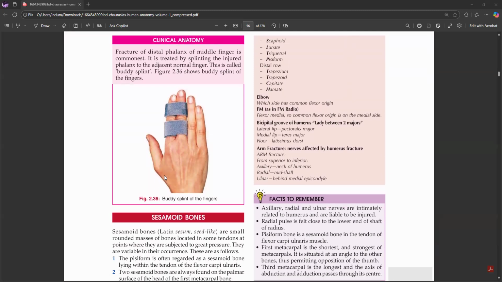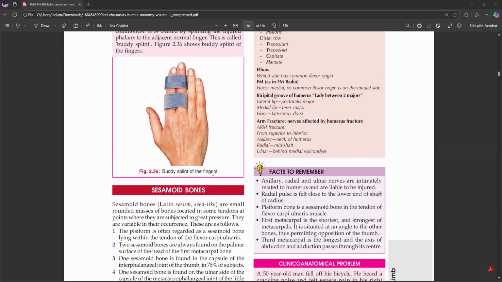Clinical anatomy. Fracture of distal phalanx of middle finger is commonest. It is treated by splinting the injured phalanx to the adjacent normal finger. This is called buddy splint. Figure 2.36 shows buddy splint of the fingers.